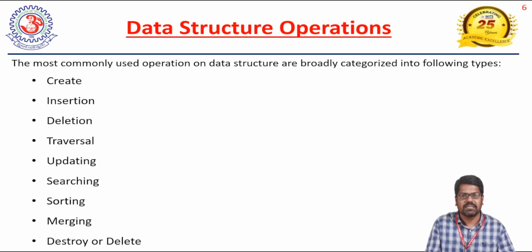Now coming to the data structure operations. Here I listed some basic data structure operations. These operations are commonly performed on any type of data structure. In the earlier classification, in the previous slide, I mentioned a list of linear and non-linear data structures. The operations shown here can be applied to any kind of data structure. We will see one after the other what the purpose of each operation is.